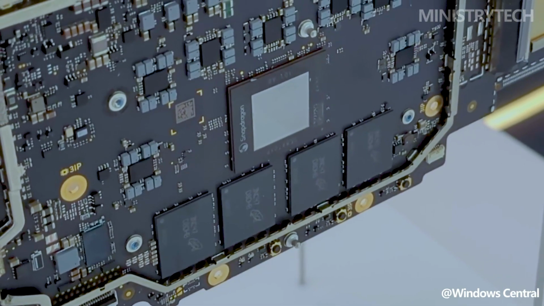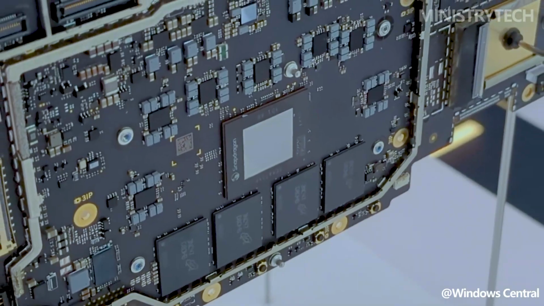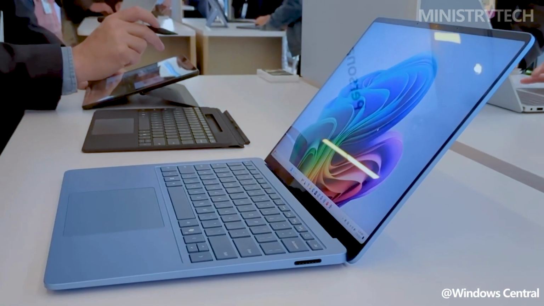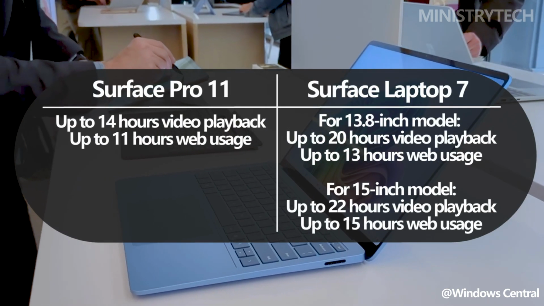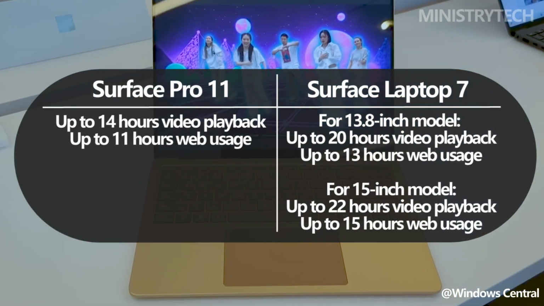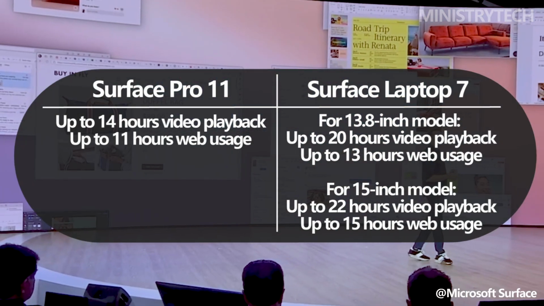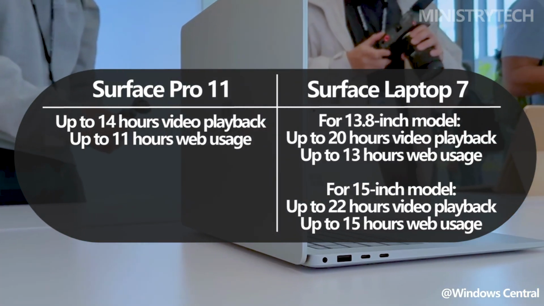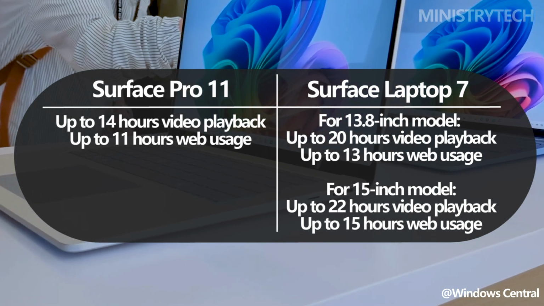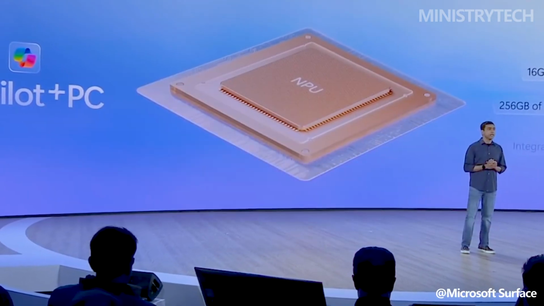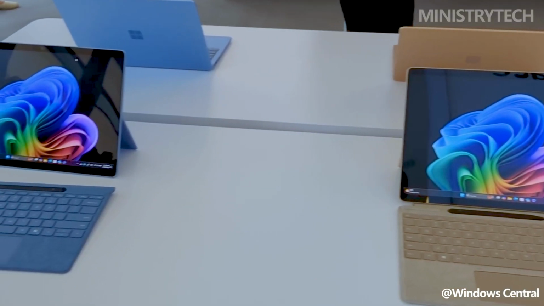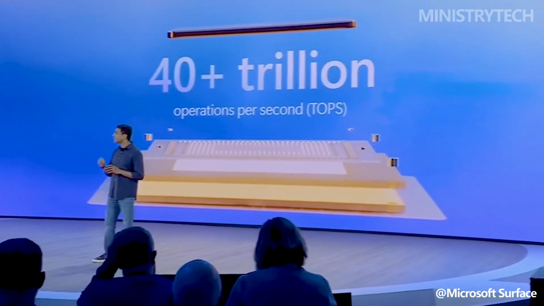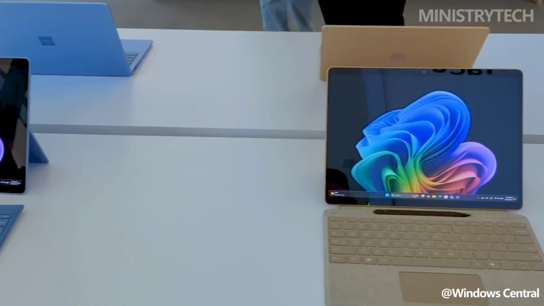The Surface Laptop 7 has a greater battery life than the Surface Pro 11, depending on the size. The 13.8-inch model can play videos for up to 20 hours and browse the web for up to 13 hours, but the 15-inch model can play videos for an incredible 22 hours and browse the web for up to 15 hours. By contrast, the Surface Pro 11 provides up to 11 hours of web browsing and up to 14 hours of video playback. To find out for ourselves, we'll need to perform our standard battery tests, of course.